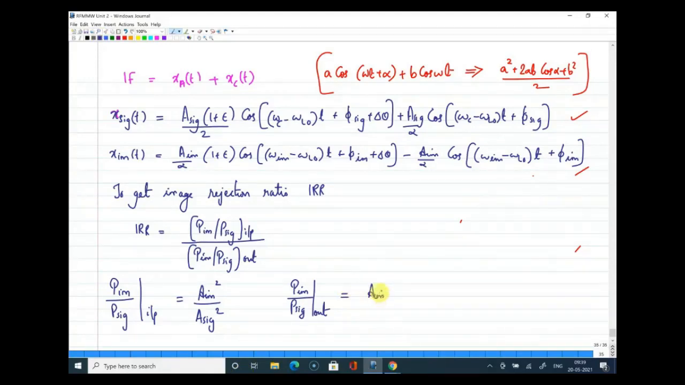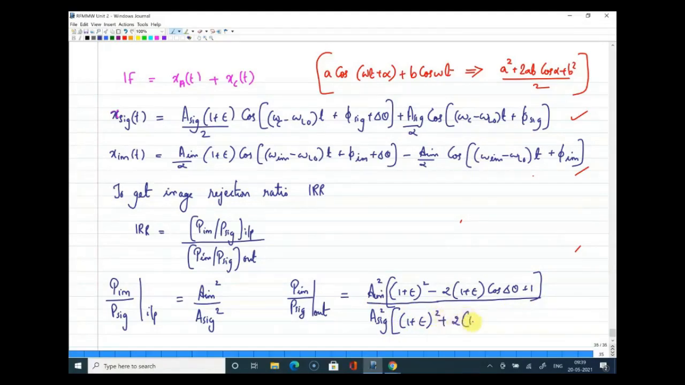So if I write it over here, it's A image square into... I'm just applying that formula here and writing this. So will you get this if you apply that formula?